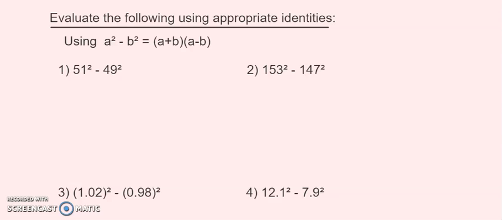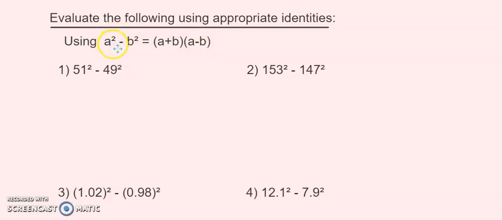Hello everyone. In this video, we are going to apply the individual identity as per the question to solve and evaluate the answer. So as you can see, the first part says evaluate the following using appropriate identity, and they have mentioned the identity that we have to use here is a square minus b square equal to a plus b into a minus b.